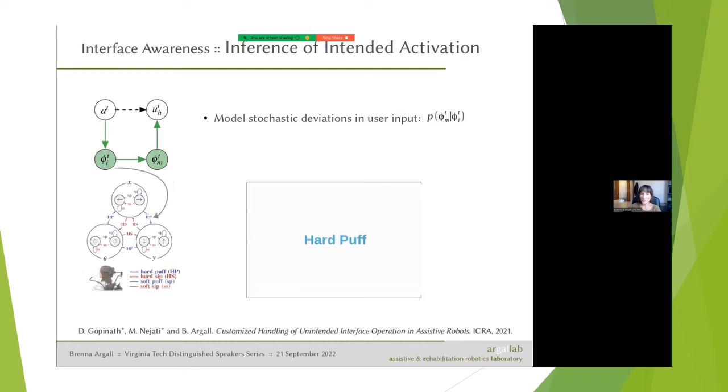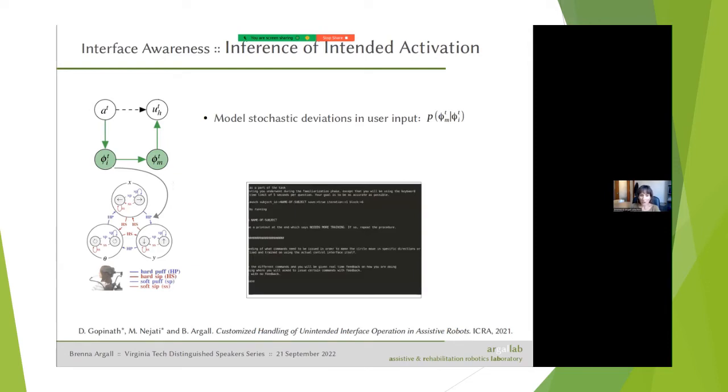So what this would mean is that, let's say you were in control dimension X and wanted to switch to control dimension Y. So you issued a hard puff, but instead it was detected as a soft puff. And so what would happen is that you would go forward in X instead of switching over to Y.